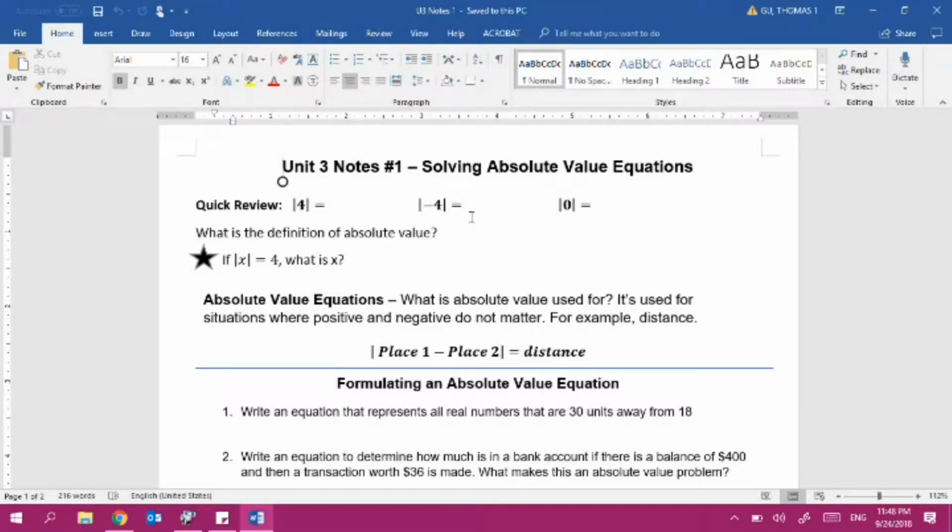We're starting in Unit 3 now. Unit 3 is all about solving absolute value equations and inequalities. Today, notes number 1, we're focusing on solving absolute value equations.